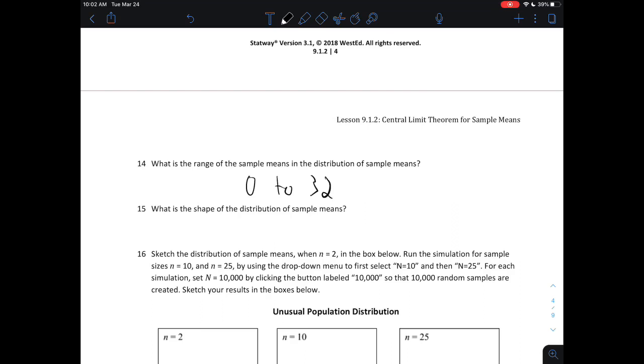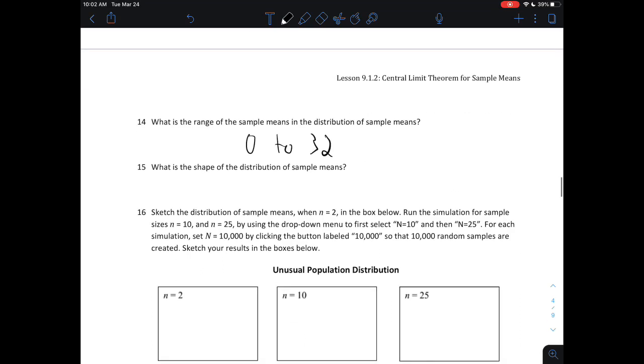And then number 15, what is the shape? You can describe that shape however you want. We don't really have a word for that. So how about unknown?